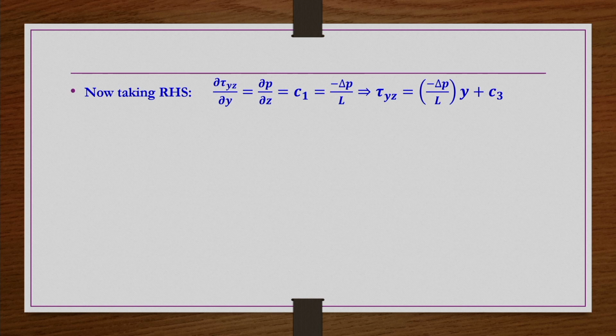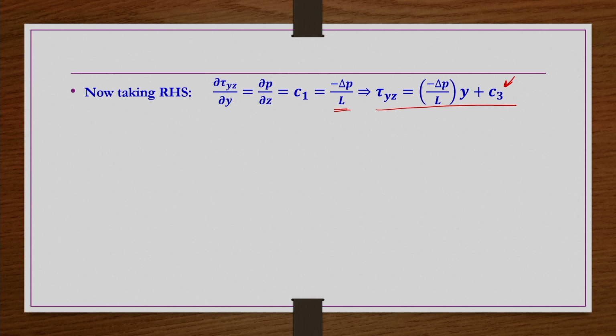Now, dou p by dou z is equal to dou tau yz by dou y, which is equal to C1. C1 is minus delta P by L, that means tau yz is minus delta P by L multiplied by y plus C3, on integration. Now we have to apply a boundary condition in order to get this C3. What is the boundary condition that we take? At y equals 0, at the center of these two infinite parallel plates, that center point we have designated as y equals 0.